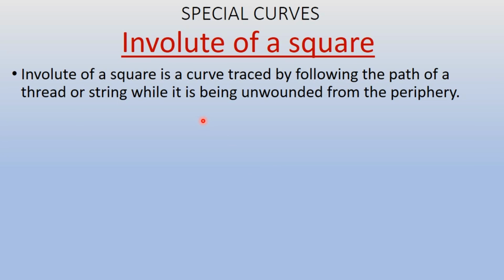Involute of a square. Again, involute of a square is a curve traced by the path of a thread or string while it is being unwound from the periphery of a square. For example, a square is given on which a thread is wound. When you unwind the thread and follow the path of the thread, you will find a curve named involute of a square.